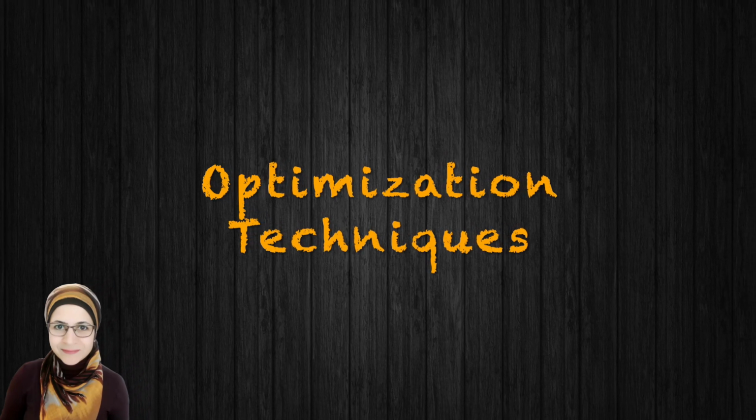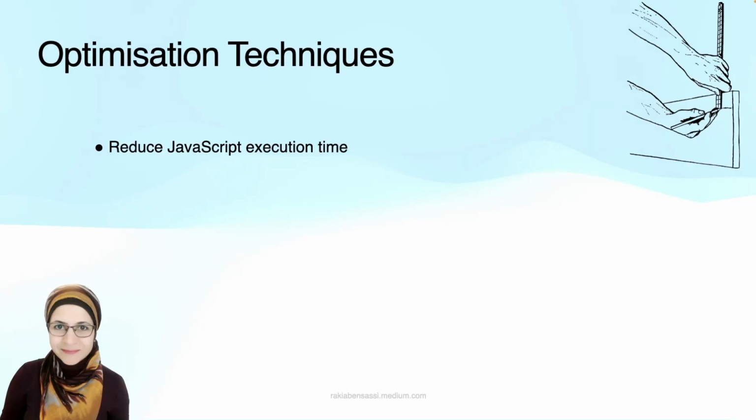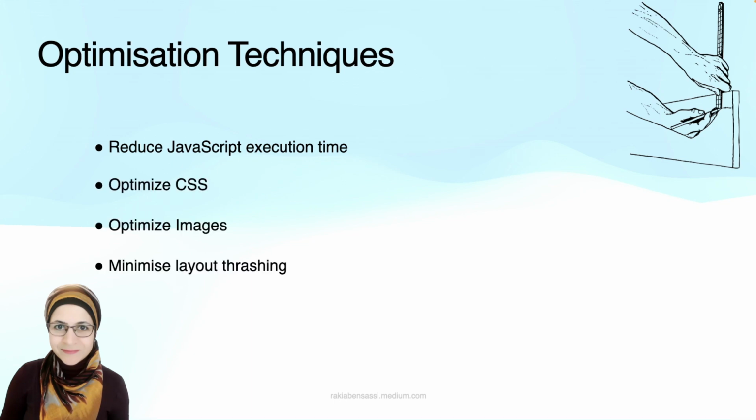As an optimization technique, you can reduce your JavaScript execution time. You can also optimize your CSS and images. You can also minimize layout thrashing. Layout thrashing occurs when JavaScript repeatedly changes the DOM and forces the browser to recalculate layouts and elements' position and dimensions, which can cause poor rendering performance.